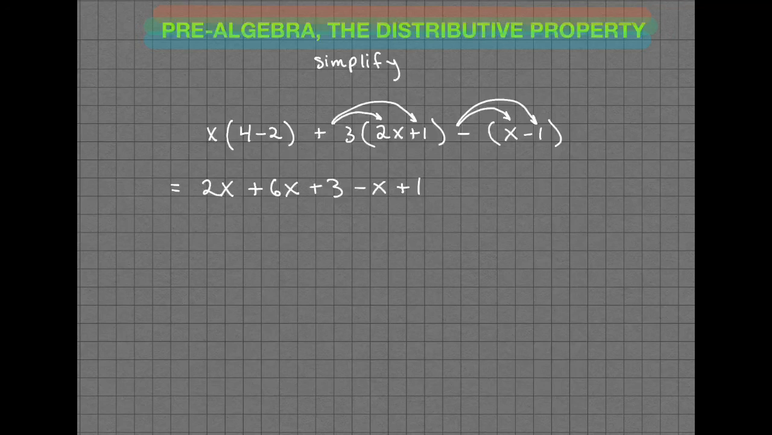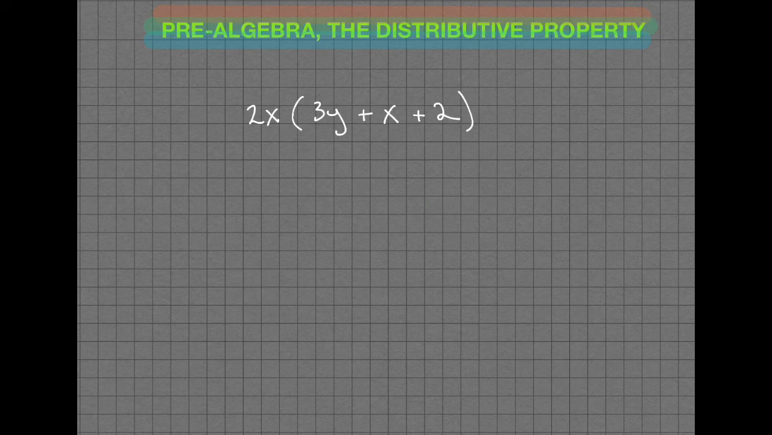Okay, now all we need to do is combine like terms. So we have 2x and a 6x. 2 plus 6 gives us 8, so we have 8x. And then minus another x, so 8x minus 1x is going to give us 7x. And then we have a plus 3 and a plus 1. So 3 plus 1 gives us 4. So our final answer is 7x plus 4.